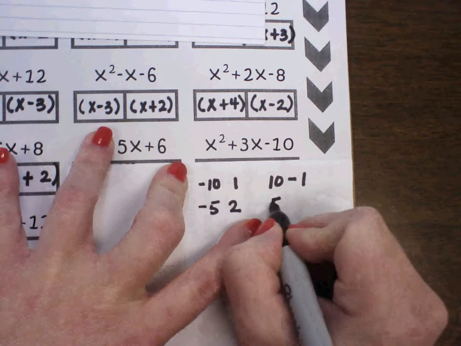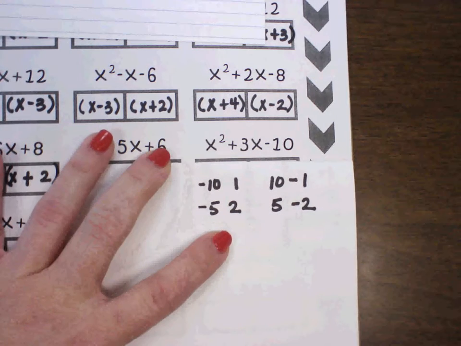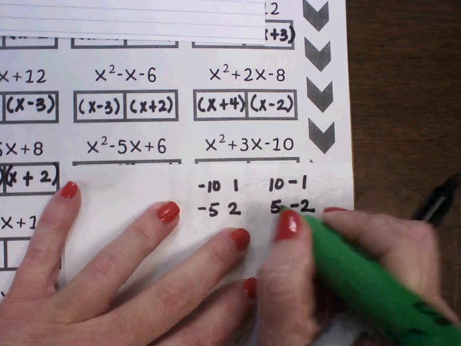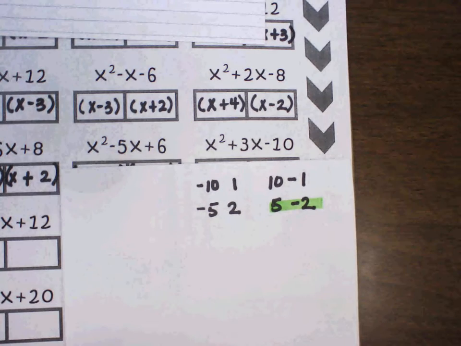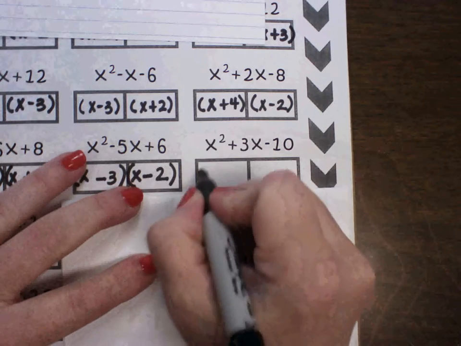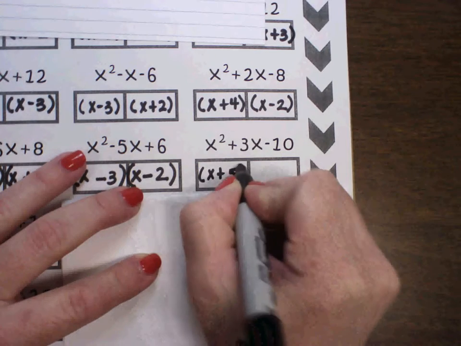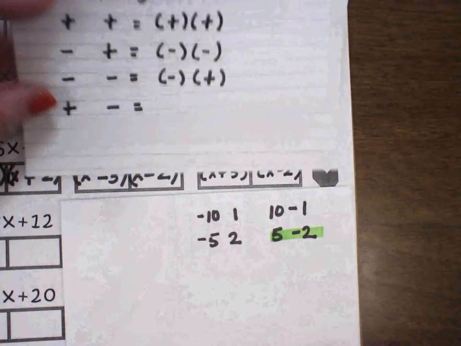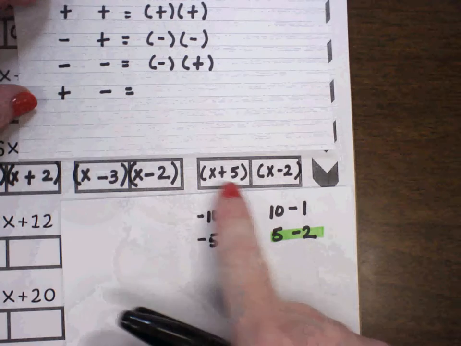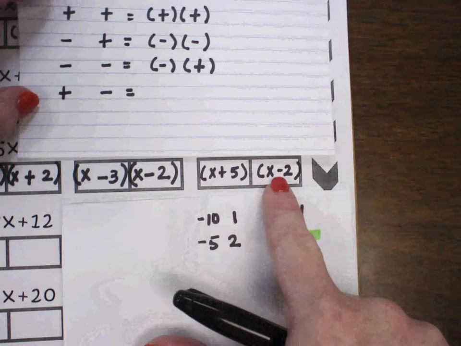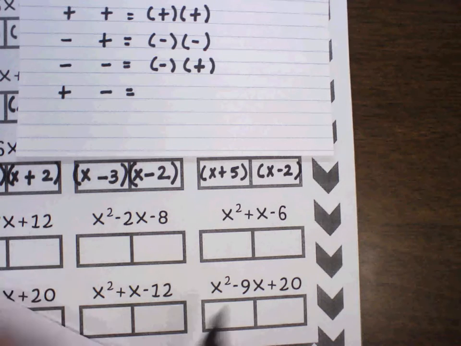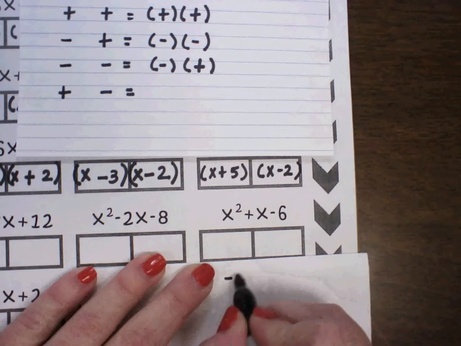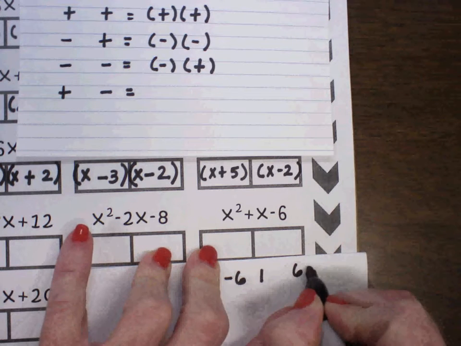X minus 2. So if I am doing this correctly, one of them should be positive, the other one should be negative. So let's try this one over here, plus and then minus, and see if that's correct. All right, so negative 6 times 1, or 6 times negative 1. What are my other factors? Negative 3 and 2, or positive 3 and negative 2. And I'm looking for a positive 1. There you go. Positive 3 and negative 2.